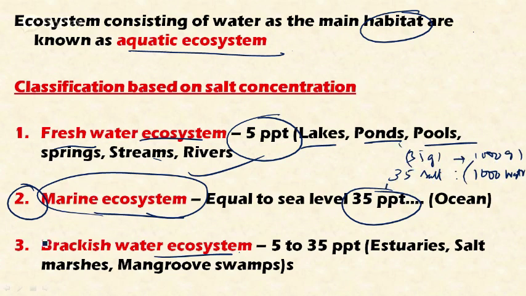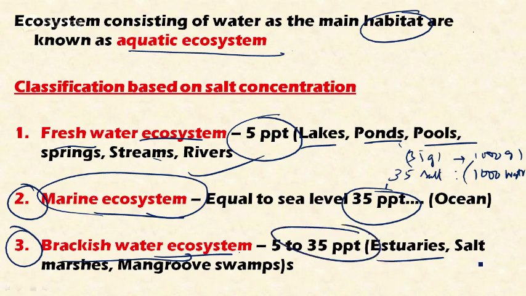The third classification is the brackish water ecosystem. This is the intermediate state between the fresh and marine ecosystems. Here the salt concentration ranges from 5 to 35 ppt, and the major examples include estuaries, salt marshes, and mangrove swamps. These are the important classifications.